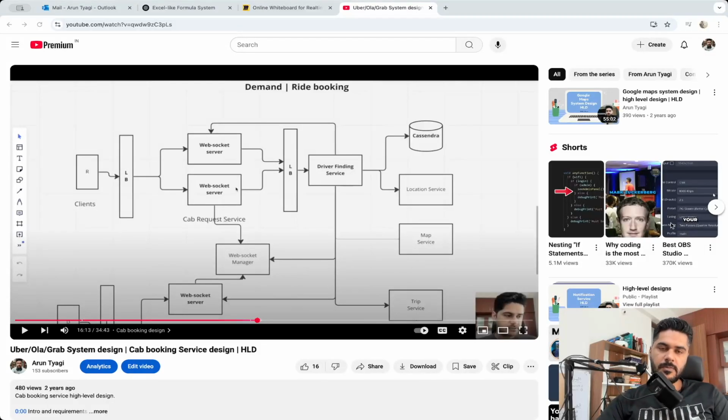Hello guys, my name is Arun Tyagi and today I'm going to talk about a very important aspect of database design. System design is basically how you choose your database.